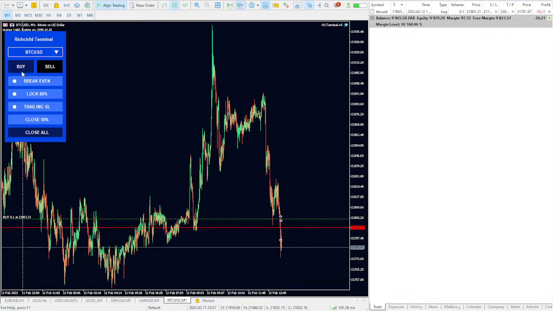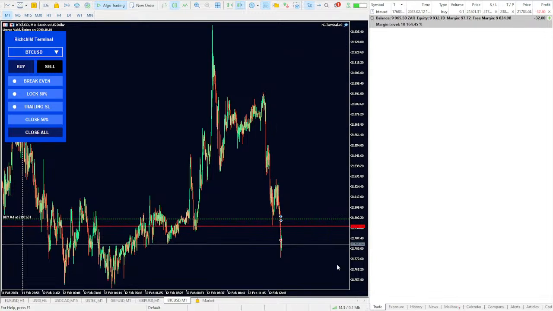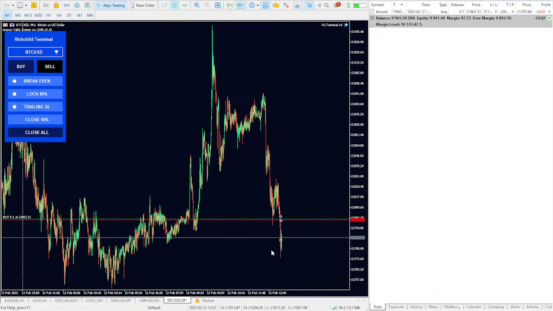Okay, so the market is going against us. Here we set the first two entries at 100%. It means if the market goes against us by just the space of 100% of our spread, it's going to open phase 2, which is another 2 trades that are going to be placed right here at the bottom, which are buy trades.